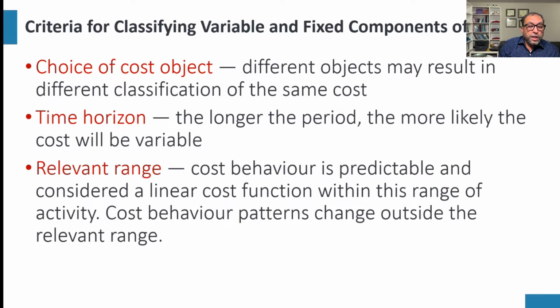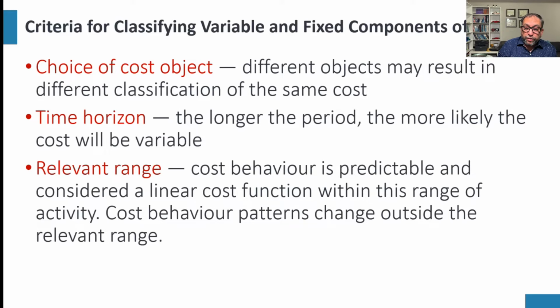Now, criteria for classifying the variable and fixed components of a cost: the choice of cost object matters, as different objects may result in a different classification of the same cost. The time horizon is also important. The longer the period, the more likely the cost will be variable. It's not fixed, because in economics we say that in the long run, all costs are variable costs. There is no fixed cost.